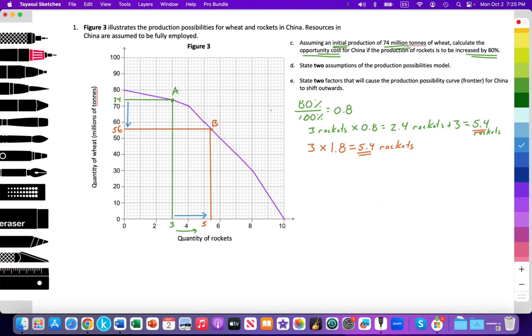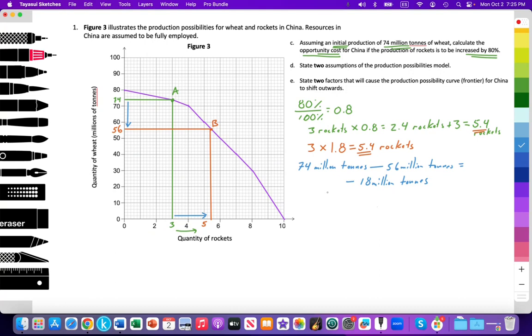Okay, so that's going to work out to my initial wheat production of 74 million tons of wheat. And now it's been reduced down to 56 million tons of wheat. And that's going to work out to 18 million tons. So there's my opportunity cost. I've decreased wheat production by 18 million tons.